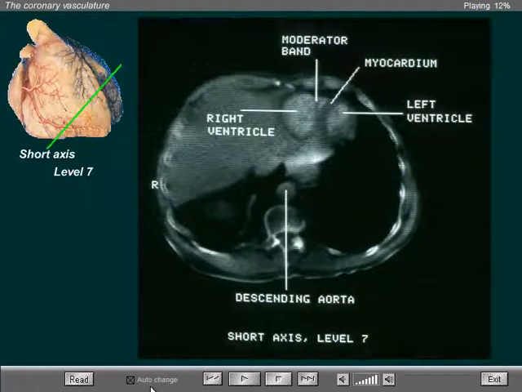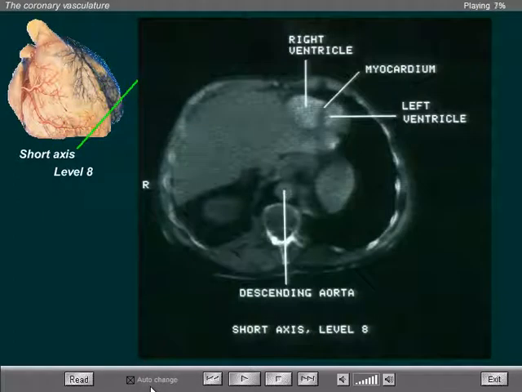Level 7 is one of the most caudal sections, which shows the right ventricle opacified, a filling defect that represents the moderator band, and the faint opacification of the left ventricle. And the last slide shows the right ventricle opacified as well as the left ventricle, and note the liver on the left side of the slide, or the right side of the patient.